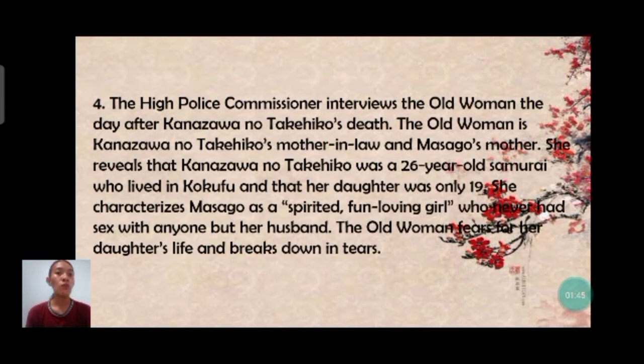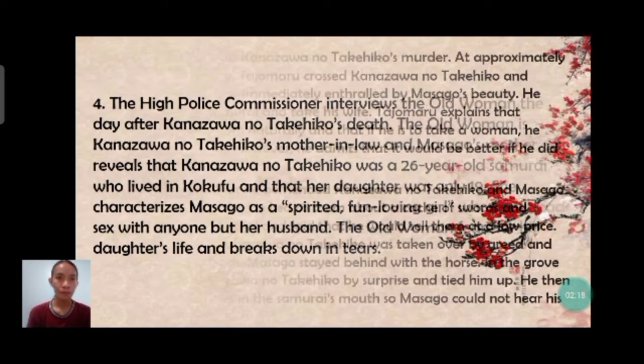Next is the old woman. The old woman is Kanazawa no Takehiko's mother-in-law and Masago's mother. She reveals that Kanazawa no Takehiko was a 26-year-old samurai who lived in Kokofu and that her daughter was only 19. She characterizes Masago as a spirited, fun-loving girl who never had sex with anyone but her husband. The old woman fears for her daughter's life and breaks down into tears.